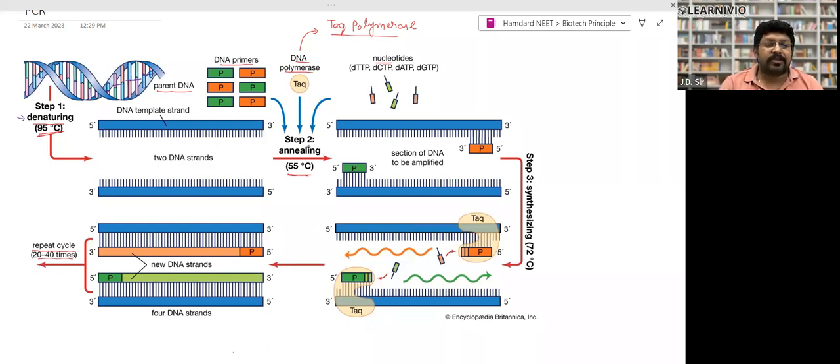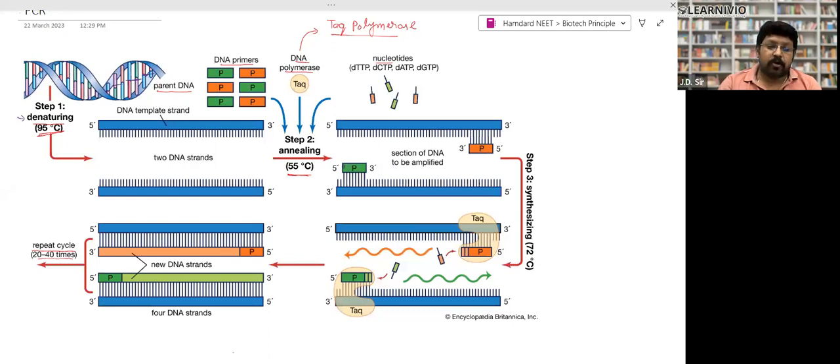After denaturation, the second stage is annealing. Annealing means cooling down, right? So we start cooling down. At the time of annealing, temperature will be 55 degrees centigrade. So look, at the time of denaturing DNA, the first step, the temperature will be 95 degrees centigrade. At the time of annealing, temperature will be 55 degrees centigrade, means cooling down will take place.